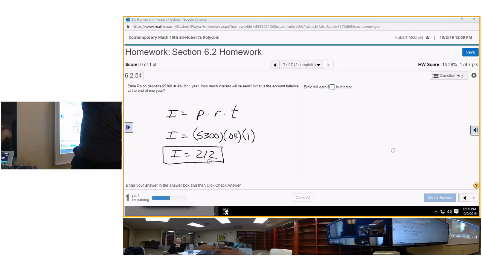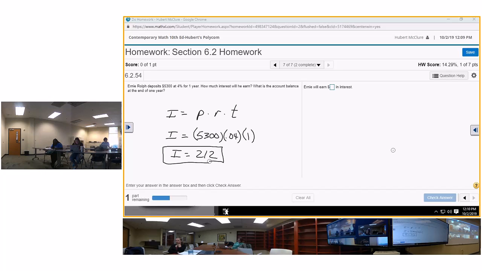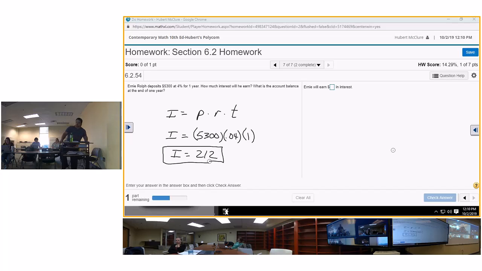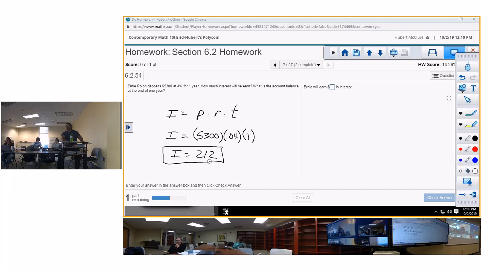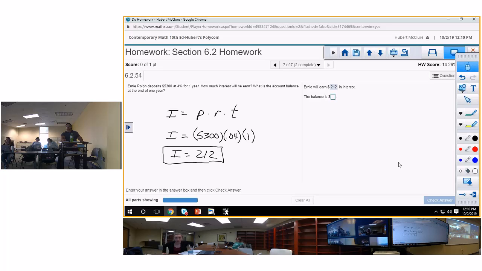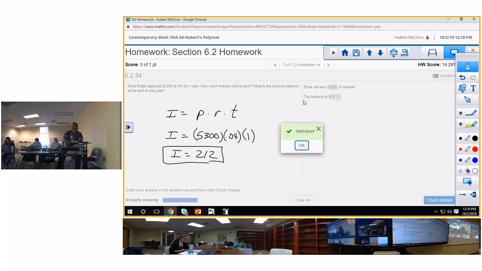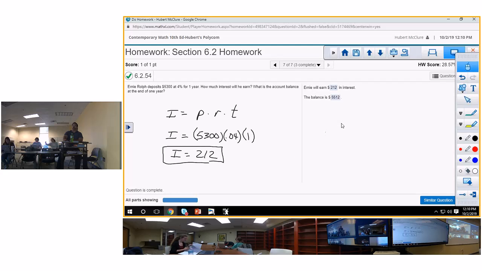Ask another question. Okay, let's see what happens. So we type in 212, we just add them together. At the end of 1 year, how much money do you have in the bank? Somebody take 212, that's 5512. So at the end of the 1 year, if you haven't taken any money out, you add those two together, and that's what you get.